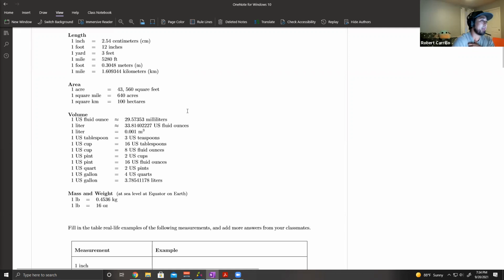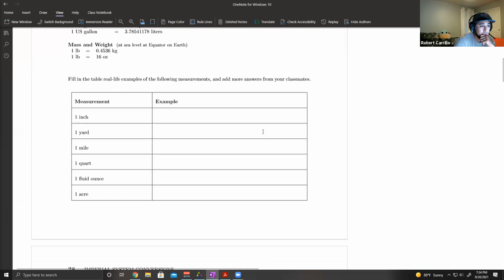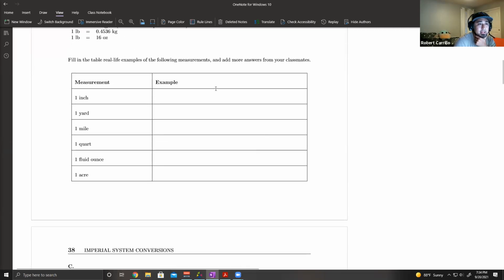Don't worry, we'll keep accessing this page when we start doing conversions. I'll probably go back and forth with this page. It'll have everything we hopefully need, and if not, we can just Google it. Coming up, just like the last lesson, fill in the table with real life examples.